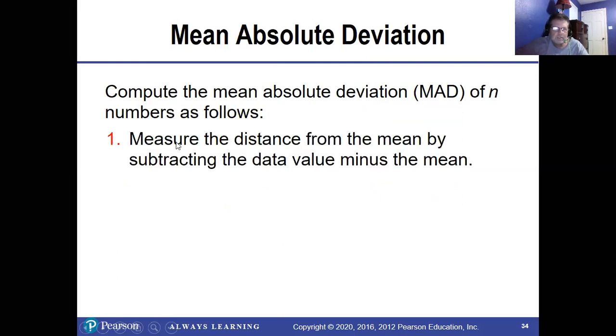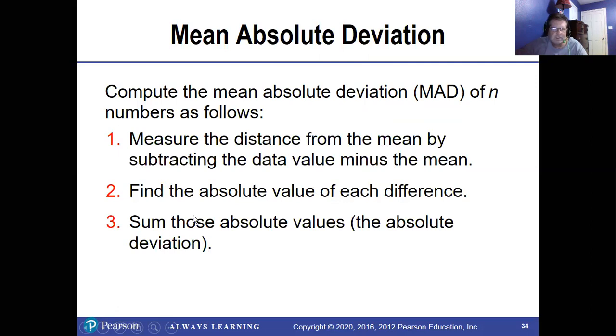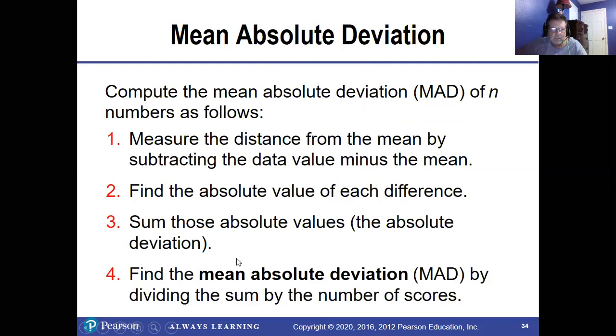You take the measure of the distance from the mean by subtracting the mean from the data value. I'm going to show you how to do it. Find the absolute value of each difference. The sum of the absolute values is the total absolute deviation. Find the mean absolute deviation by dividing the sum by the number of scores. That's how you find the average of the absolute deviations.